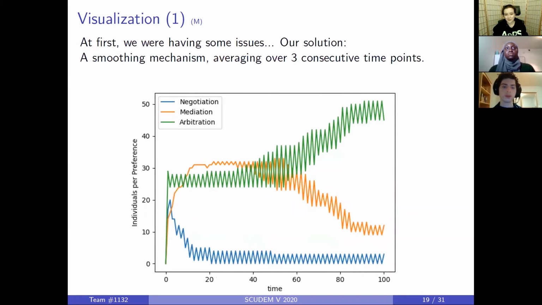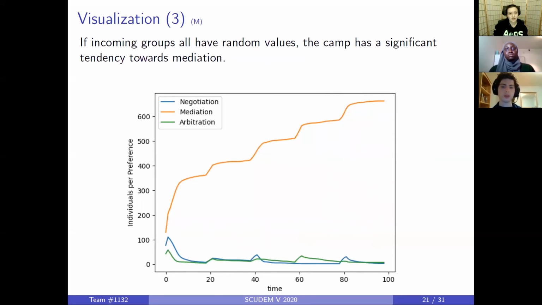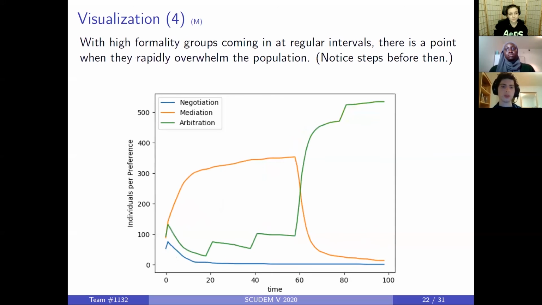When we first started working with this, our visualizations were having some issues in that they were very jagged. So our solution to that was using a smoothing mechanism, which took a window of 3 consecutive time points and averaged over that. Once we got that working, we tried some different tests. When we had the incoming groups have very high formality and high self-support, so very low willingness to change, they eventually won over most of the camp, which is shown by the green line here. Then if we had the incoming groups have random values, both for formality and self-support, the camp had a significant tendency towards mediation, which is the orange line here.